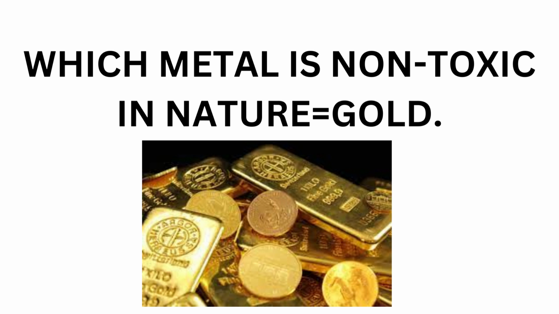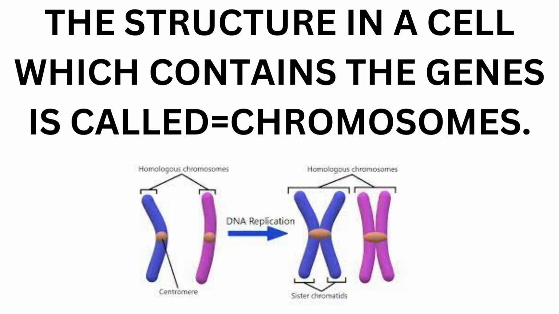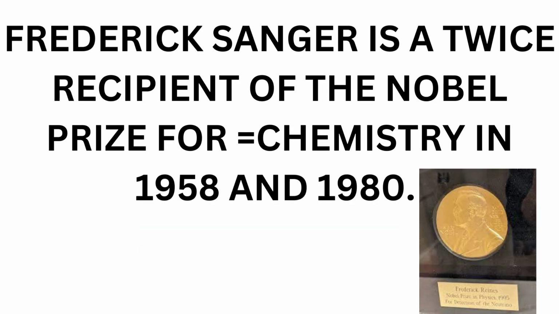Which metal is non-toxic in nature? That is gold. And the floral part that produces pollen grains is called the anther. And the structure in a cell which contains the genes is called the chromosome. Humans have 46 chromosomes.